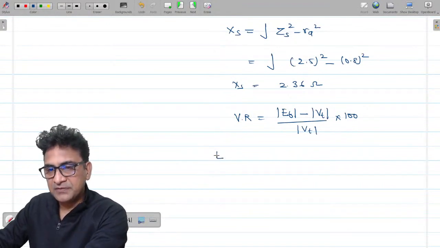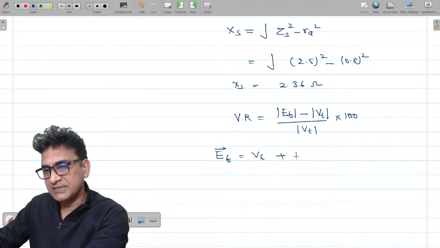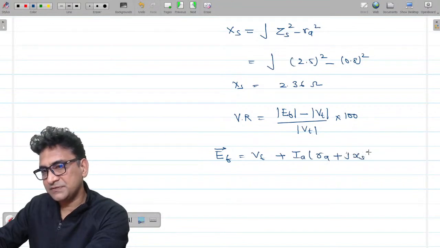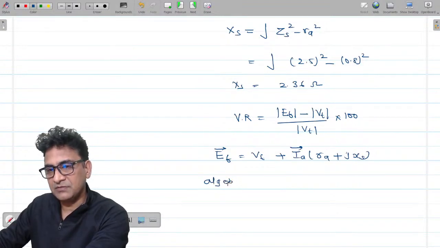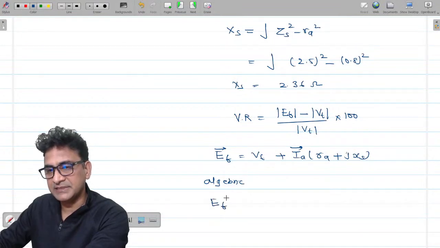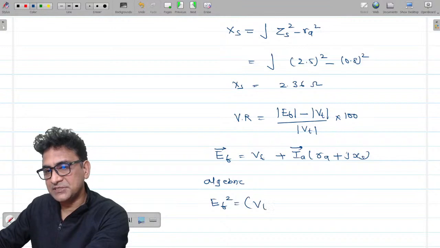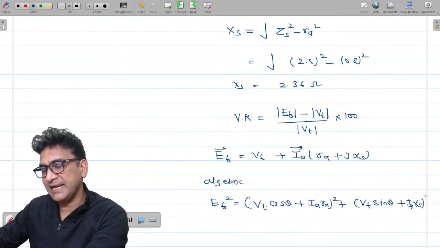You can find out the value of EF either using the phasor equation, which is VT plus IA RA plus jXS, or you can use the algebraic equation. If you are not comfortable with the phasor equation, then use the algebraic equation. As per the algebraic equation, EF square is (VT cos theta plus IA RA) square plus (VT sin theta plus IA XS) square, because it is a lagging nature of load.